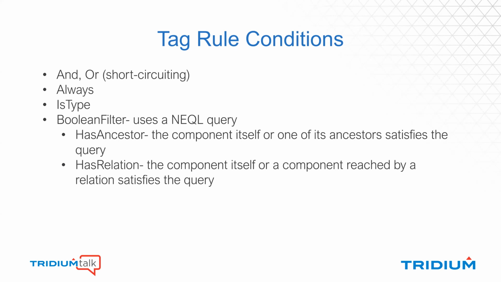The Boolean filter has two subclasses. Has ancestor will take that equal query and evaluate it on the component itself, and then all of its ancestors. And as soon as it finds one ancestor that satisfies the query, then that condition returns true. Has relation is very similar. It will evaluate the query on the component itself, and then any component it can reach using a specified relation ID.